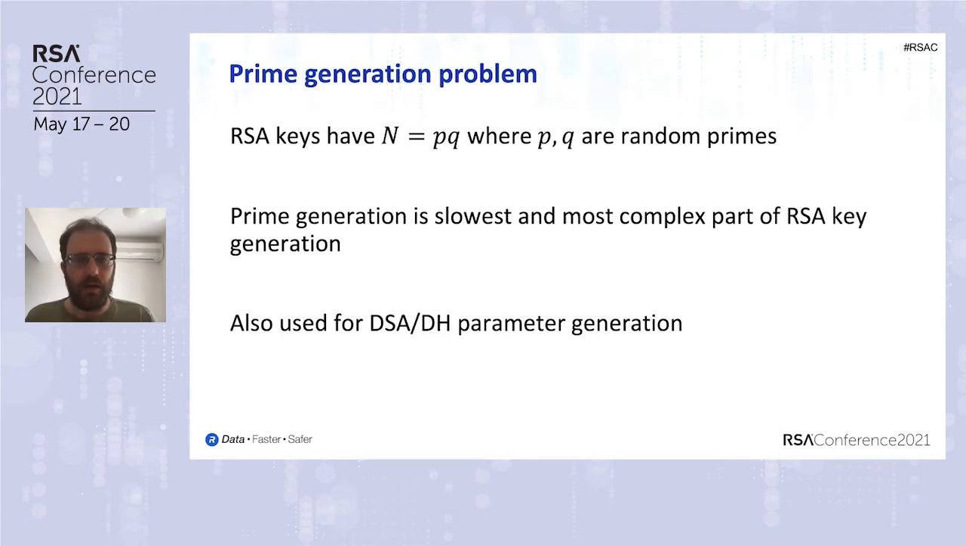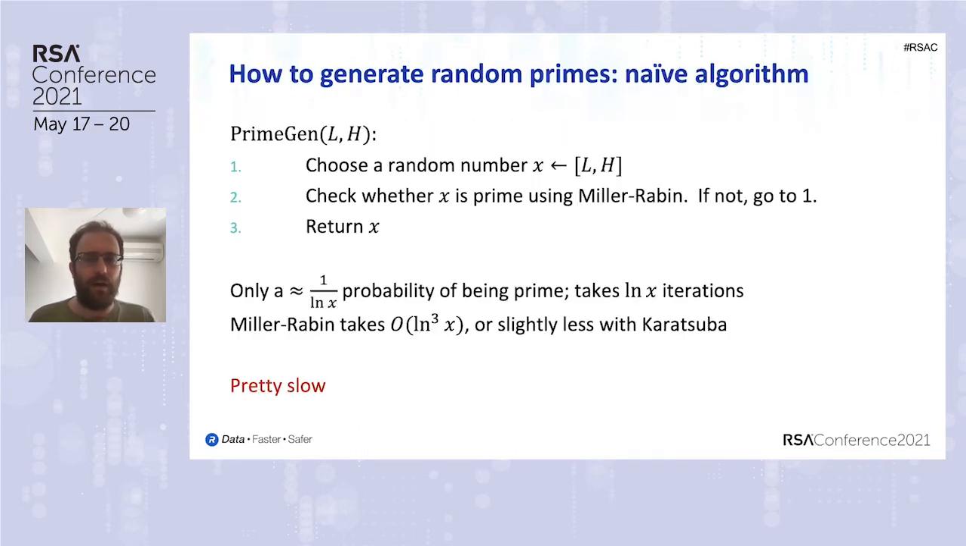As I expect you know, RSA keys are of the form N equals PQ, where P and Q are random prime numbers. And this process of generating the prime numbers is why RSA key generation is slow and complicated. There are also other uses in crypto for random primes, but we're focusing on RSA here. In some sense, generating random prime numbers is really easy. You just choose a random number and then check if it's prime using, for example, the Miller-Rabin primality test. And then you keep doing that until you find a number that's prime.